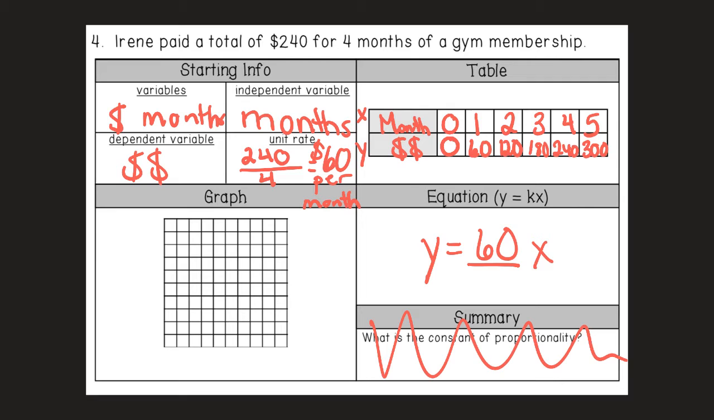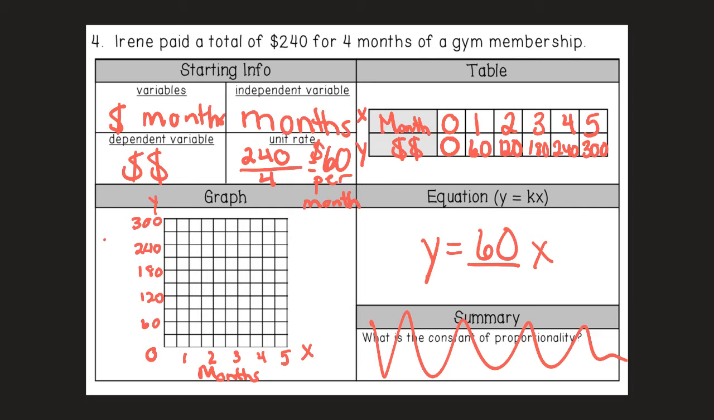So then on your graph, you should have your origin, and then you're going to copy your table exactly like it looks. 1, 2, 3, 4, 5, and then you can count by 60s on this side. All of your graphs should be a straight line. If they are not a straight line, you did something wrong. Okay, and we need a label, months. Don't disappoint Miss Wallace.